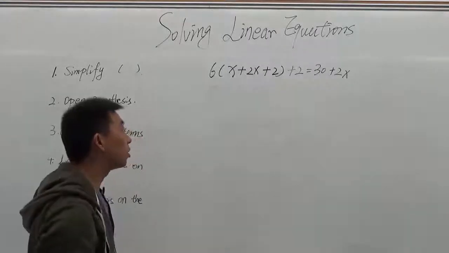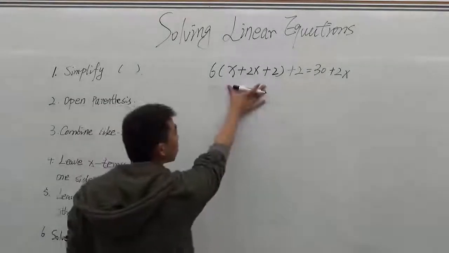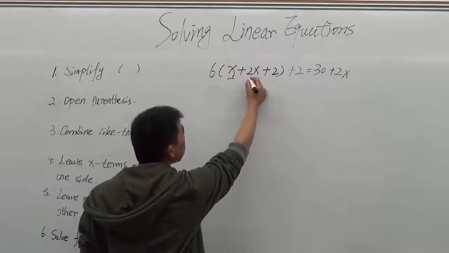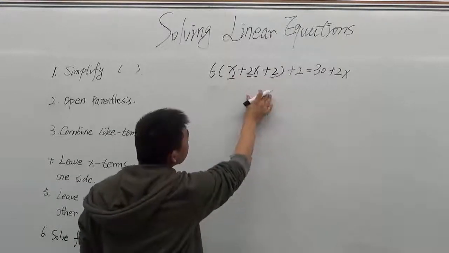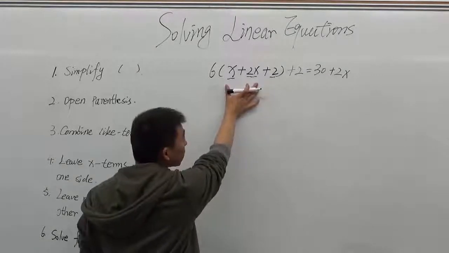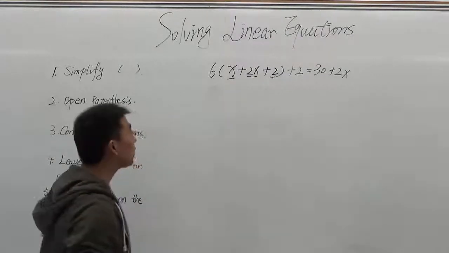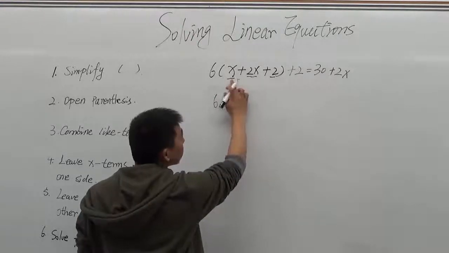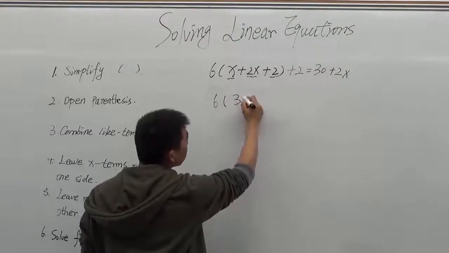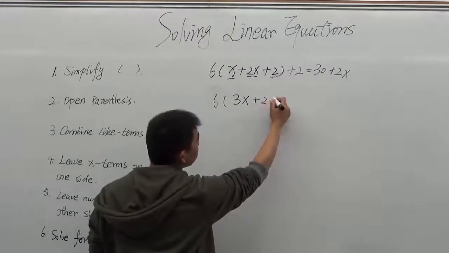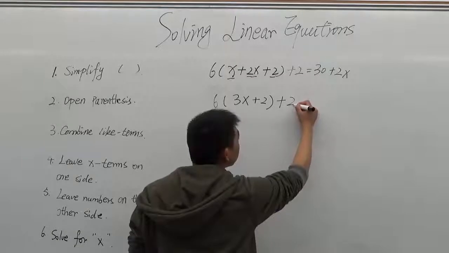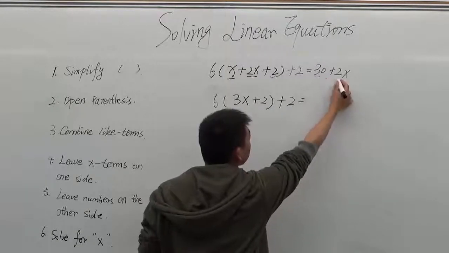But first we still need to look at the parentheses, because here's parentheses. What do we have in the parentheses? The x term, 2x, and 2. So those 2 terms that have x, we need to simplify, we can combine them. So 6 times (x plus 2x will give us 3x plus 2). Let's copy it down still. Don't forget the parentheses then. Plus 2 equals 30 plus 2x.